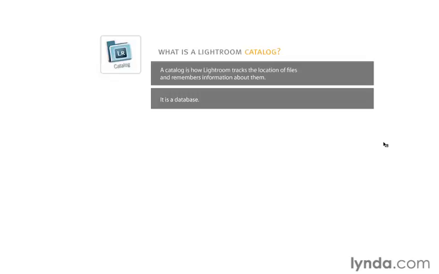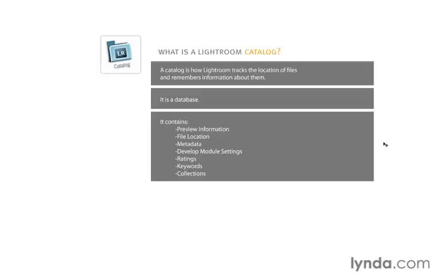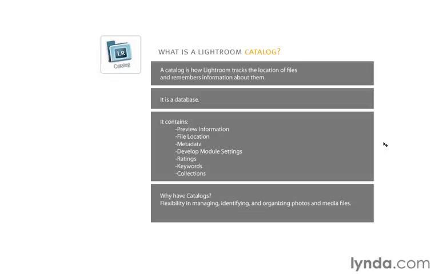It is a database. Now, a lot of times when people hear this word database, they're like, oh no, that's kind of a scary word. They're not really sure what to think of it. But let's break this down for size. Basically, what it means is it contains preview info, file location, metadata, whether descriptive or additive, develop module settings, ratings, keywords, and collections. Now, essentially, why have catalogs? Well, it gives you flexibility in managing, identifying, and organizing photos and media files.